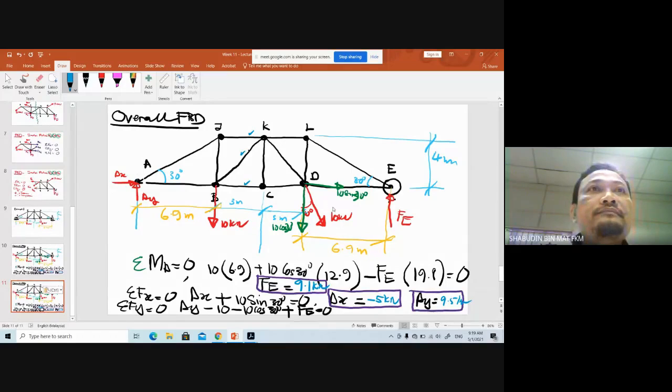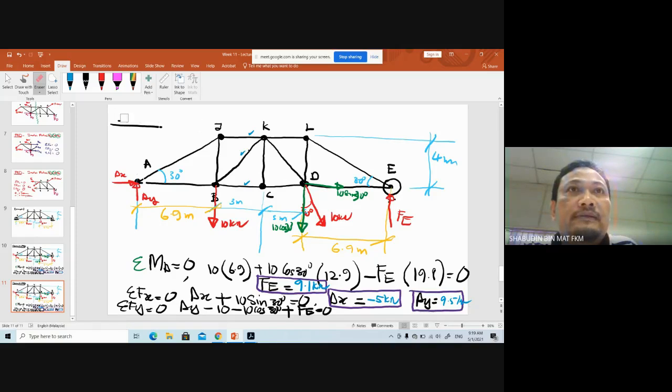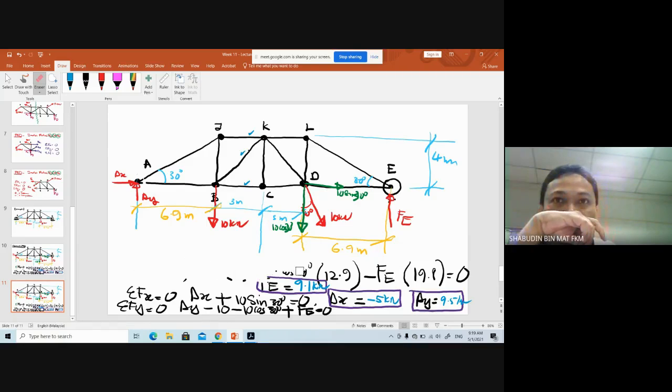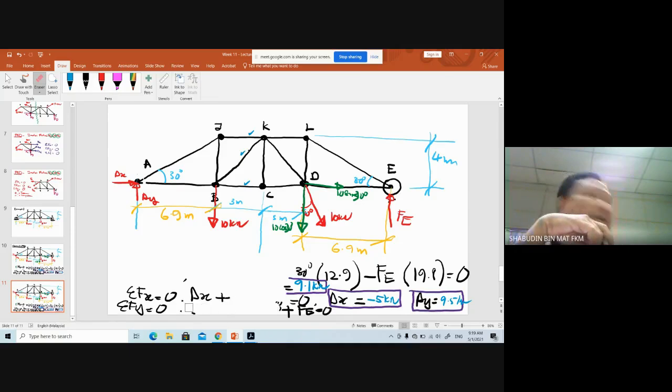Then the best thing to do is erase, because this is a section method.